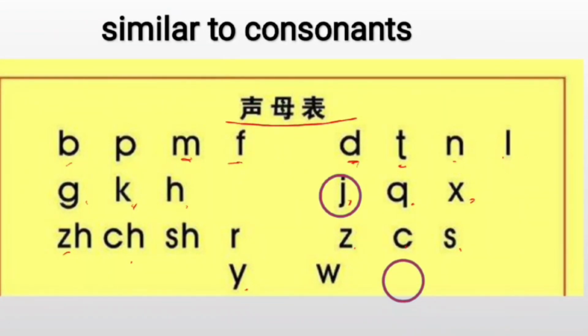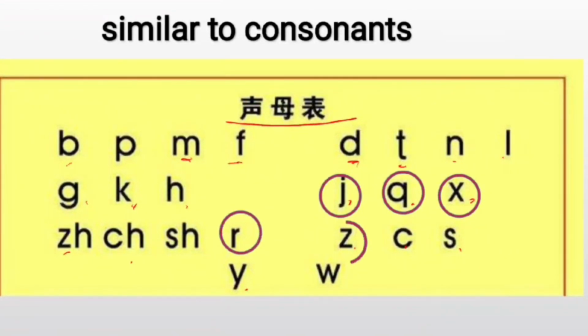The next one is next to it. Qi, Qi, Xi, Ri, Z, C, I, and Zhi. I understand in English, ZH never exists, but in Chinese, this is called zhi, zhi. The only thing you have to memorize are these sounds in circles, but it won't be difficult. We'll repeat them when we come across them, okay?